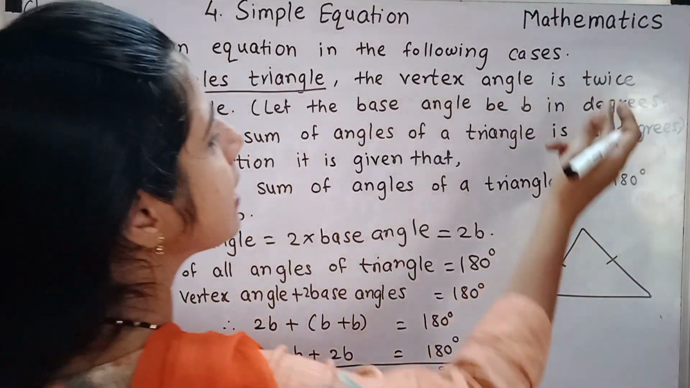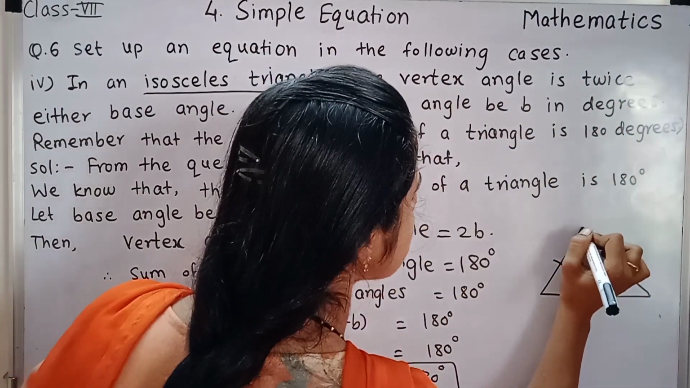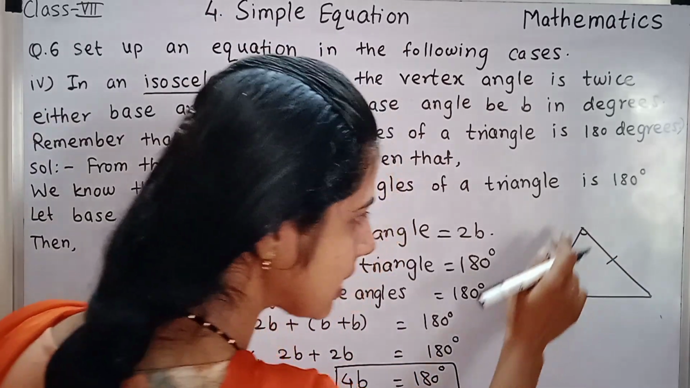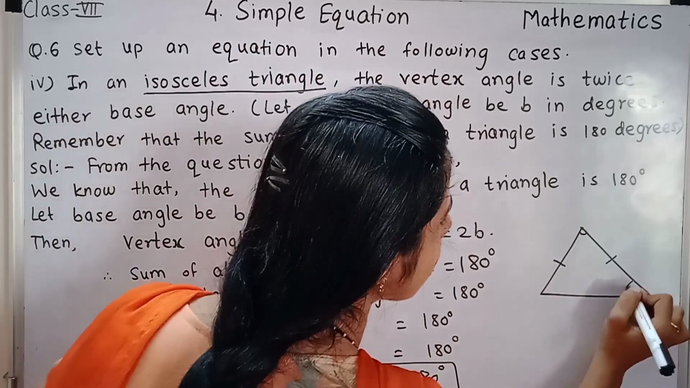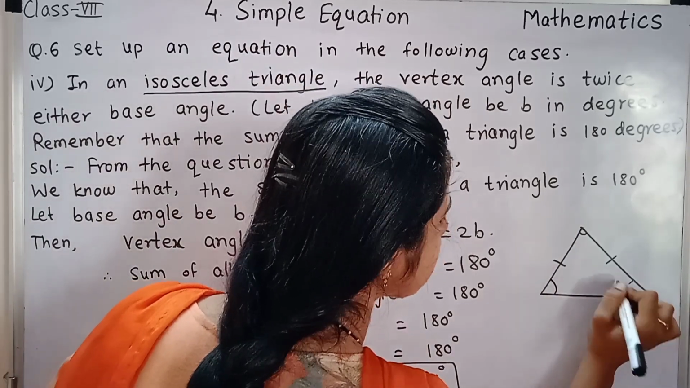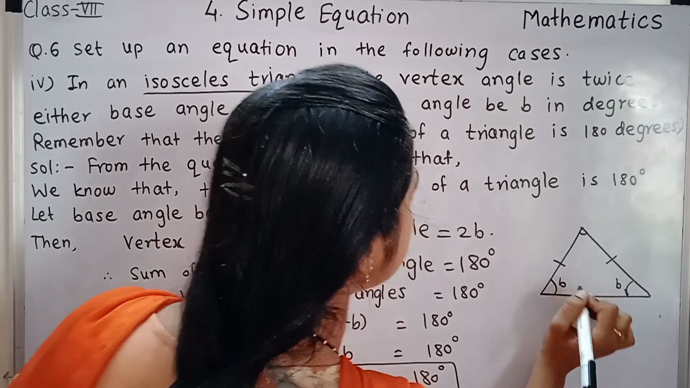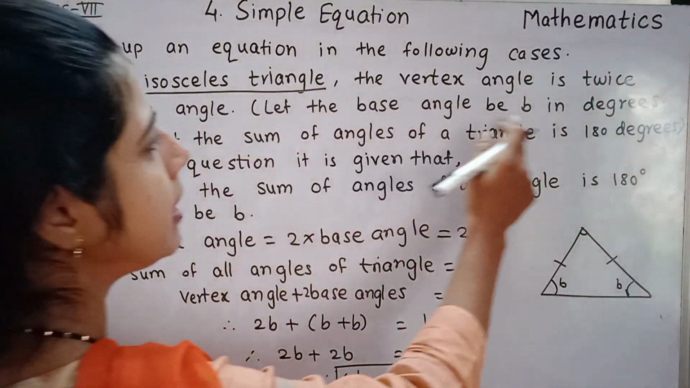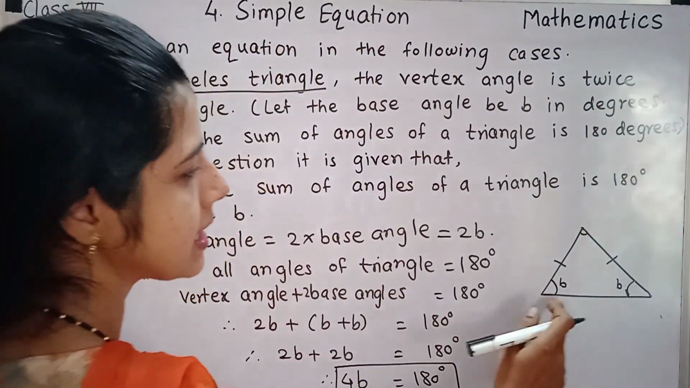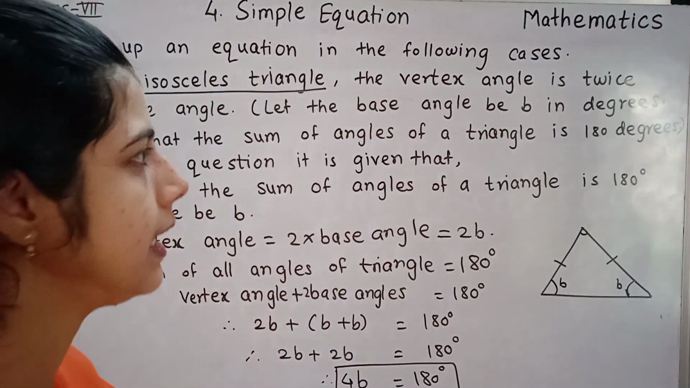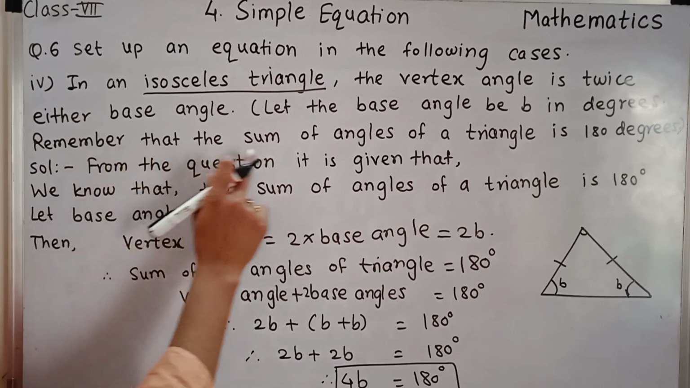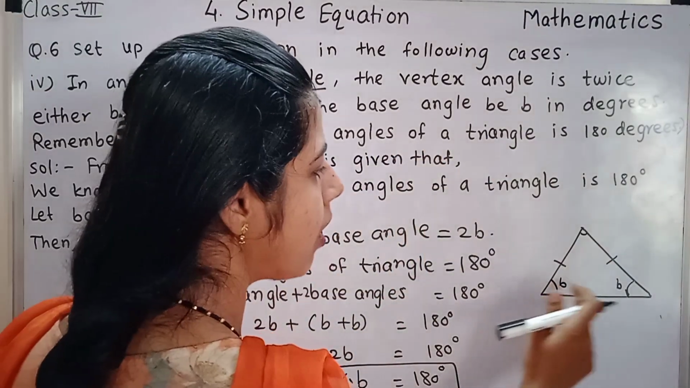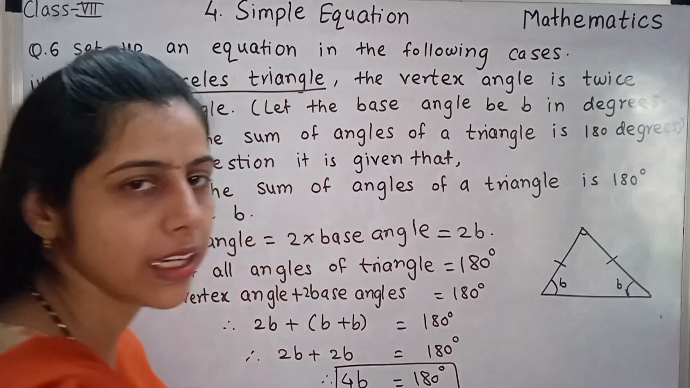What is meant by the vertex angle? This angle is said to be the vertex angle. If the two sides are the same, then the angles opposite them will also be the same. Suppose I consider this as B. Either base angle, let the base angle be B. Remember that the sum of the angles of a triangle is 180 degrees.